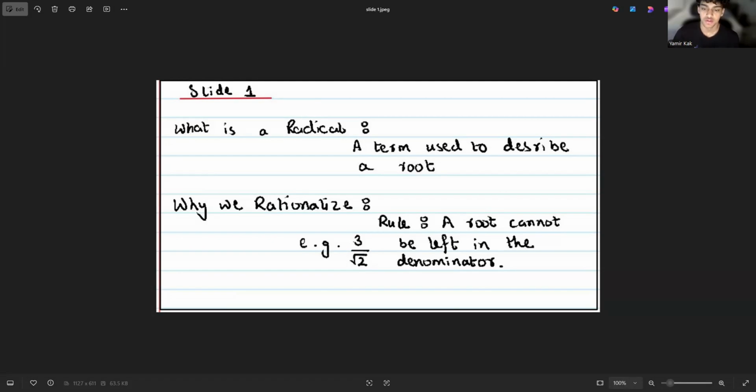We rationalize because a root, for example 3 over the square root of 2, you cannot leave in the denominator, right? We can't just leave root 2 in the denominator. Root 2's always have to be back in the numerator. They always have to be back in the top. You can never have a root 2 in the denominator. And I'll show you guys why in the next slides.